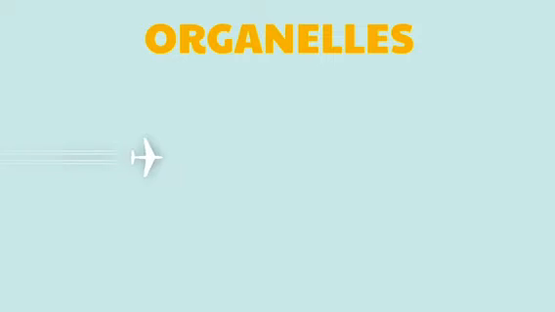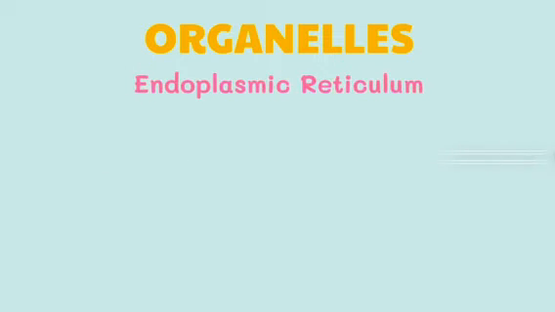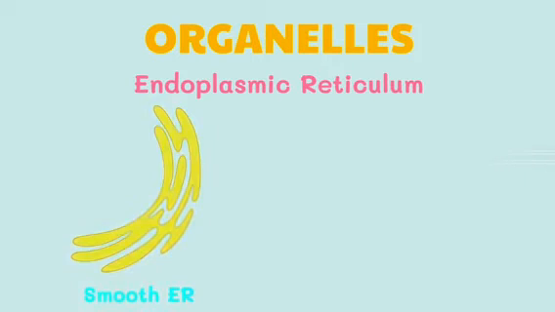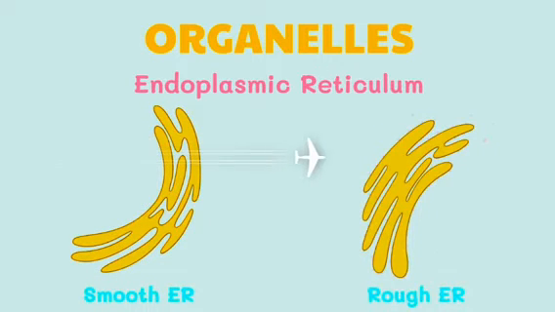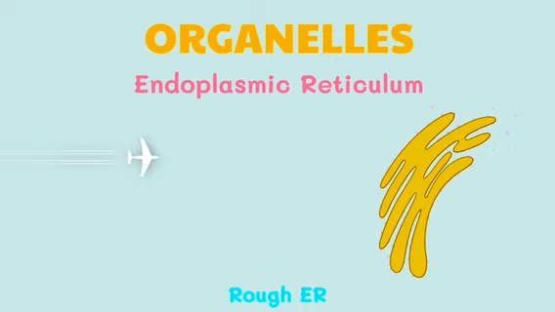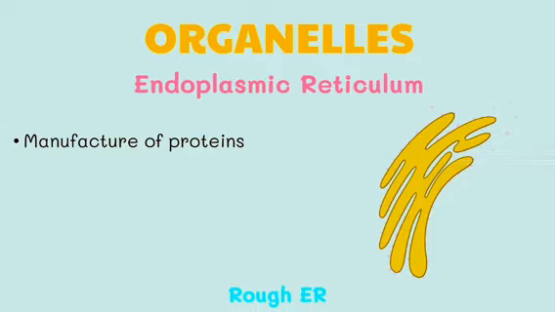Another organelle is the endoplasmic reticulum, or ER for short. There are two types of ER, the smooth ER and the rough ER. The smooth ER is named so because it lacks ribosomes on its surface. However, the rough ER is the opposite. Since the rough ER has ribosomes, it is involved in the manufacture of proteins in the cell. The rough ER also helps in the transportation of proteins.